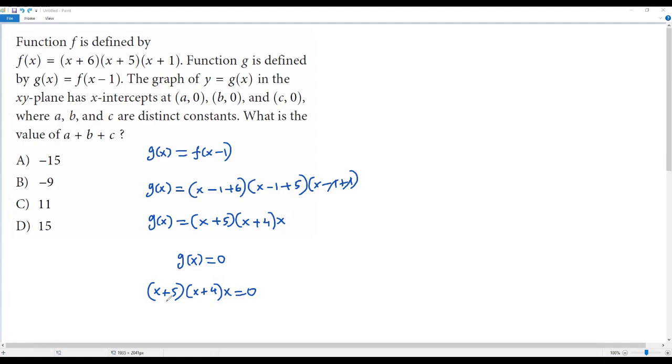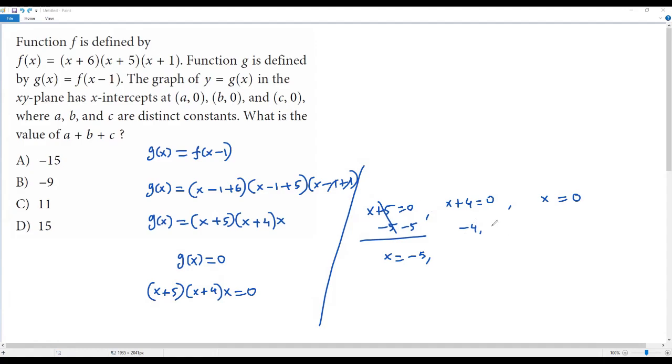Okay, now we can consider this one may be 0, or this one may be 0, or this one may be 0. If this one is 0, then we have x + 5 = 0. If this one is 0, we get x + 4 = 0. And when I equate the last one to 0, I'm getting x = 0. Now let's solve for x in the first one. We subtract 5 from both sides of this equation. Positive 5 and negative 5 cancel out. I'm getting x = −5.